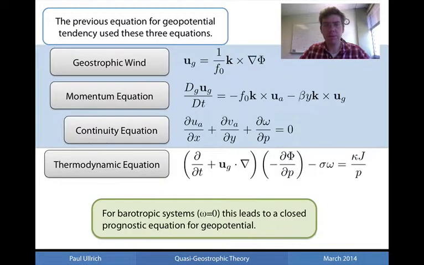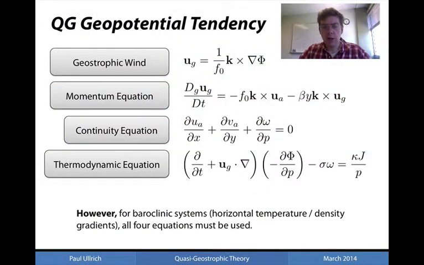So for the previous derivation of the geopotential tendency, we used the first three equations from quasi-geostrophic theory. Recall, however, that there are four equations, the fourth equation being the thermodynamic closure, which is obtained from advection of temperature. This fourth equation will then be used in order to eliminate omega from the quasi-geostrophic geopotential tendency equation. So for baroclinic systems in particular, all four equations must be used in order to derive a closed form system. The first three equations are again sufficient for barotropic systems where we have no stretching associated with the motion.